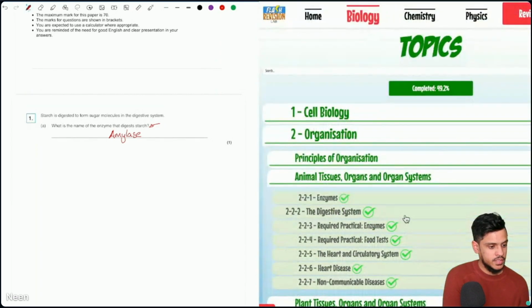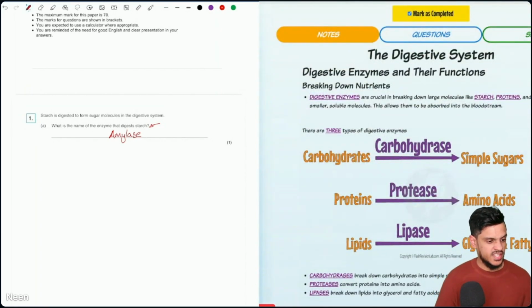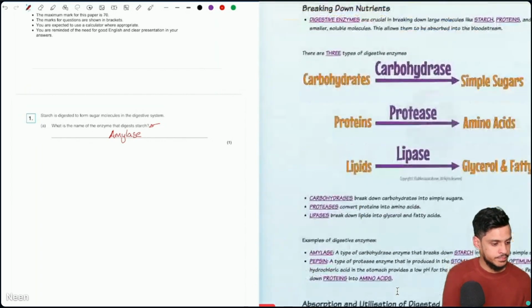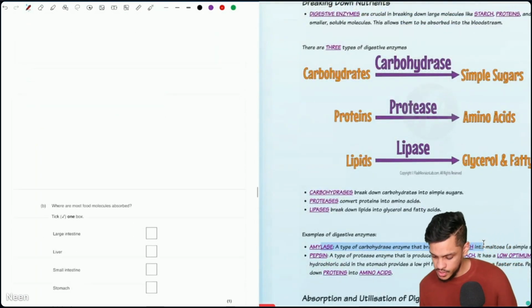So this is to do with the digestive system. So it's a type of carbohydrase. There we go. Amylase, a type of carbohydrase that breaks down starch.